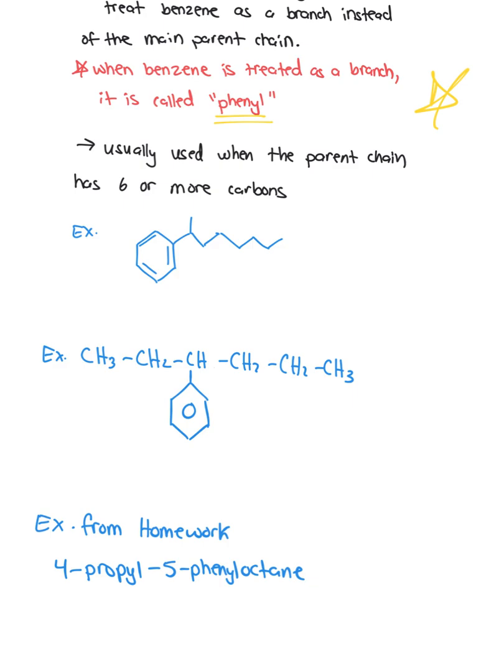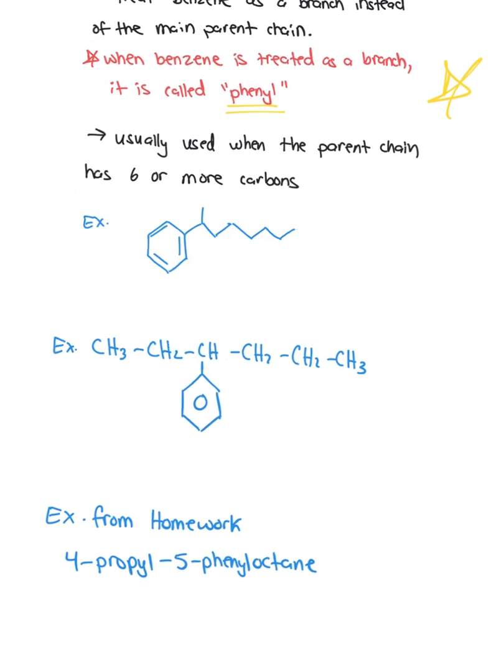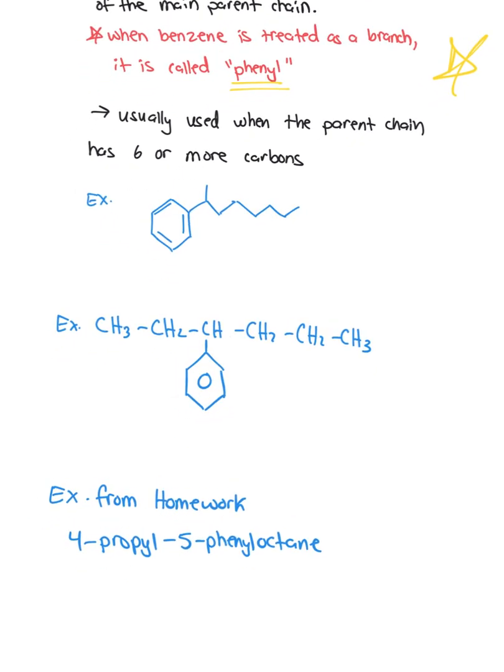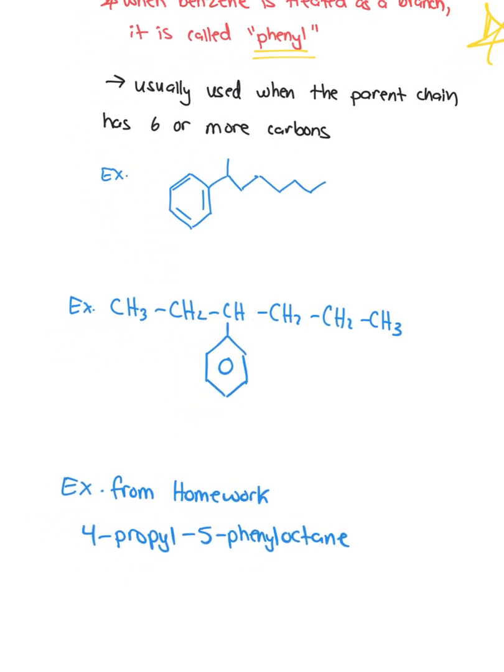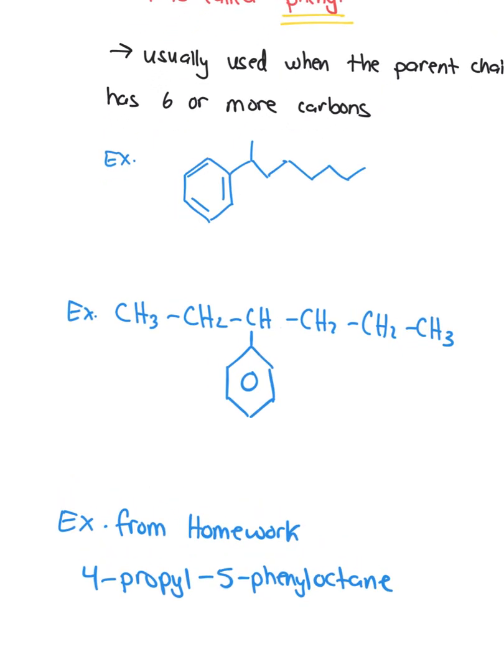So if this was the case, you can see I've got some examples here. This is usually when the parent chain is longer than 6 carbons. So if it's longer than the benzene ring, the benzene becomes a branch. Sometimes that's not always the case, but normally it would look like this. So in this case, we have 1, 2, 3, 4, 5, 6, 7, 8 carbons. This chain is longer than my benzene chain, so I have 2 branches now.